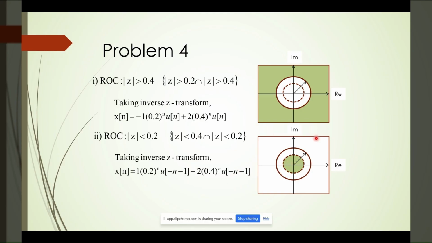The thing you have to see is the type of sequence, right hand side or left hand side. If it is a left hand side sequence, you replace u of n by u of minus n minus 1. So the minus becomes plus, the plus becomes minus, and u of n becomes u of minus n minus 1. Because the region of convergence for 0.4 is inside, and for 0.2 is also inside, both have the region of convergence only inside the circle of their pole radius. So we replace both cases by minus of u of minus n minus 1. Got it? That is why we have written it like this.